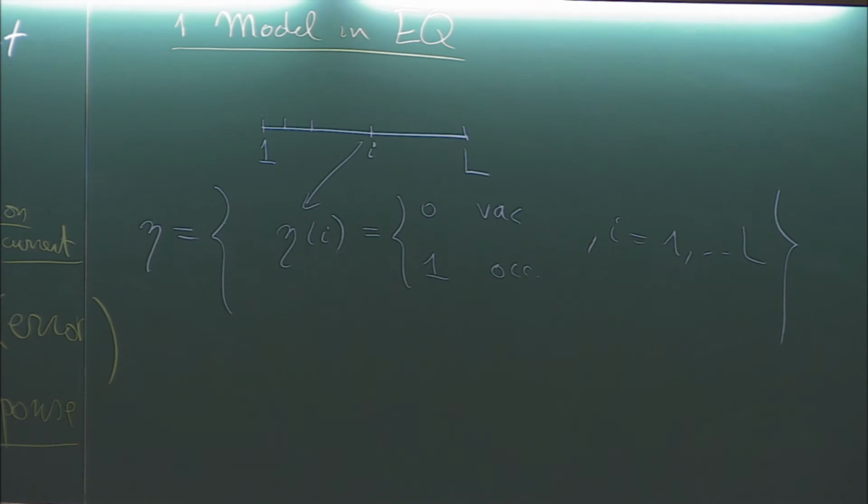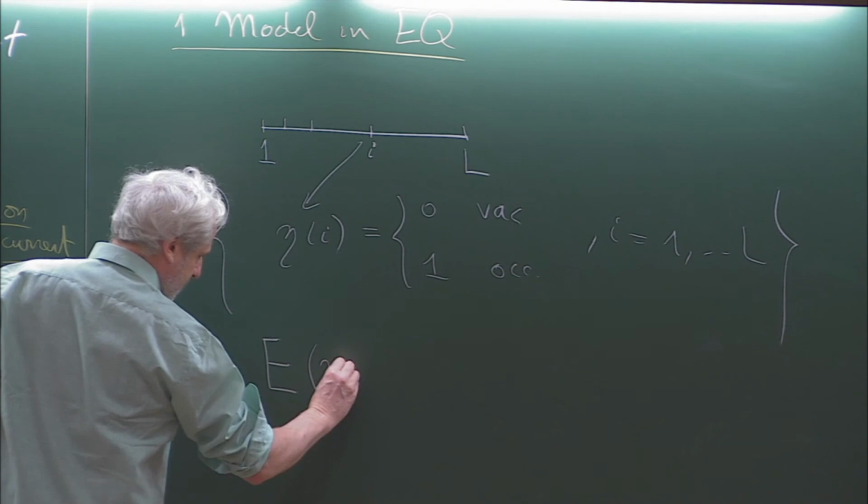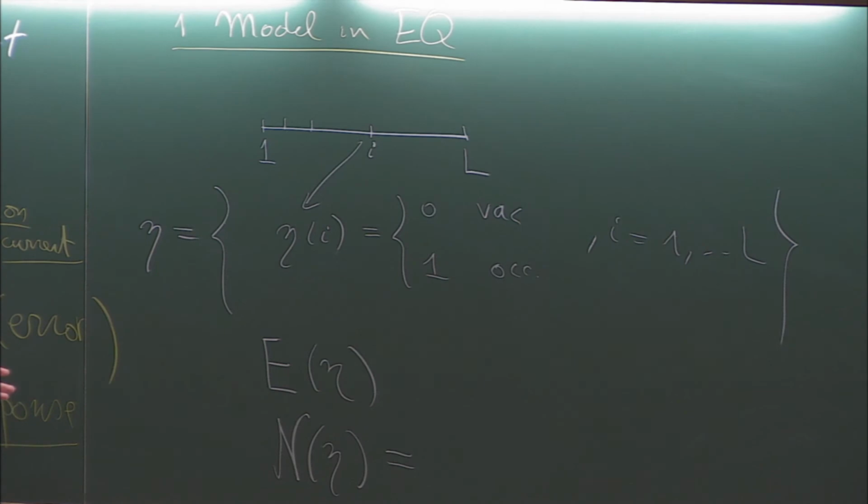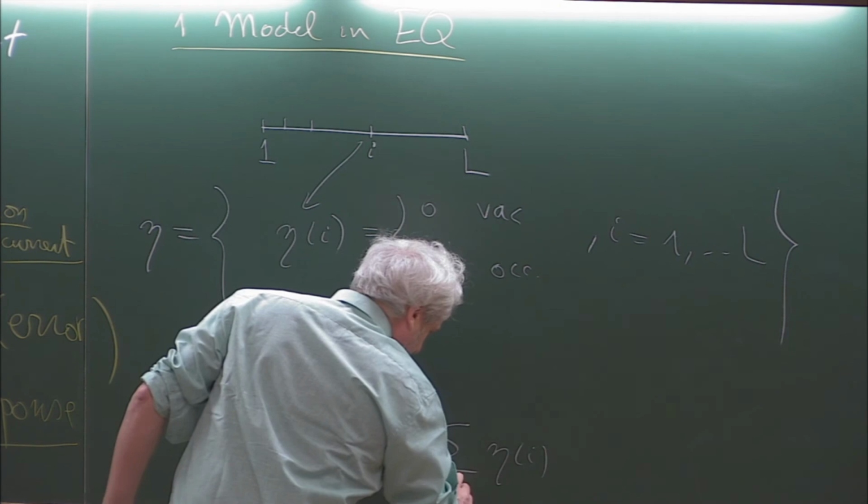Right? Because I only look at whether the site is occupied or not. So for these indistinguishable particles, eta, the configuration, I can speak about certain variables that we know since childhood. And these variables are things like the energy associated to this configuration, eta. And obviously, there is also the number of particles associated to eta. That's maybe the easiest one to start with. The number of particles, eta, that's just the sum of the eta i's, obviously, going from 1 to L.